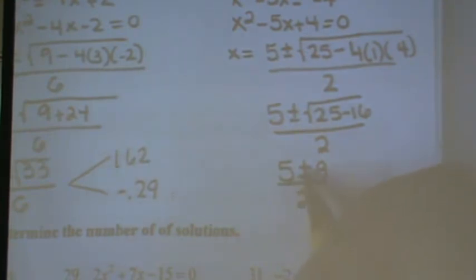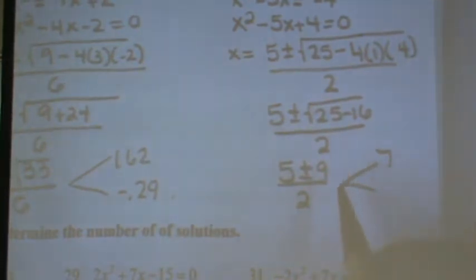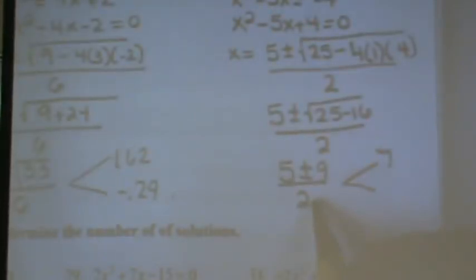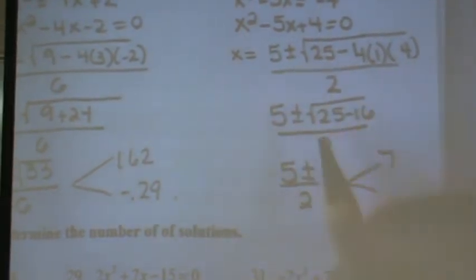Well, what is 5 plus 9? It's 14. 14 over 2 is 7. And 5 minus 9 is negative 4. Negative 4, that is not right. How am I getting 7? 25 minus 16 is 9. Oh, because the square root of 9 is 3.